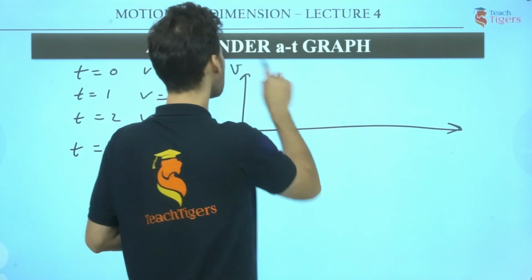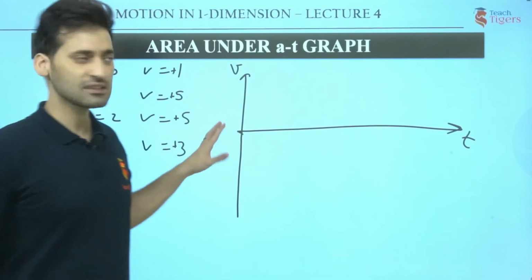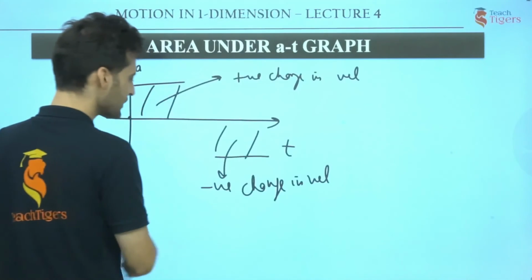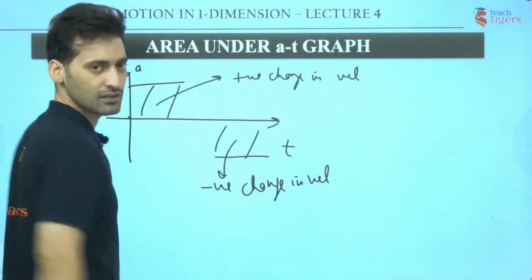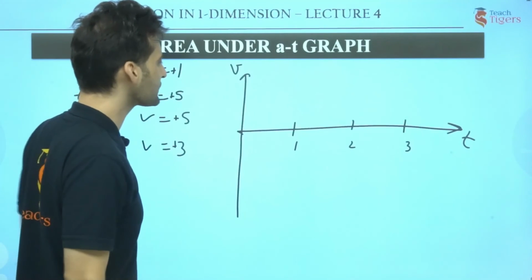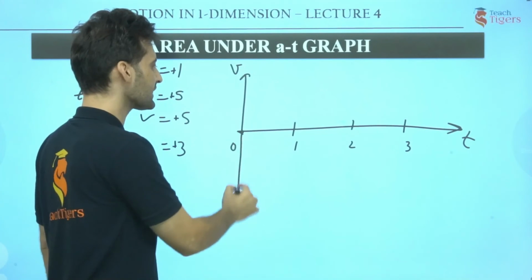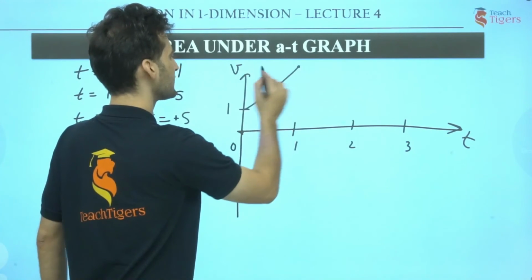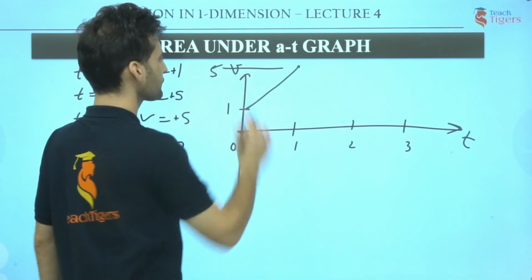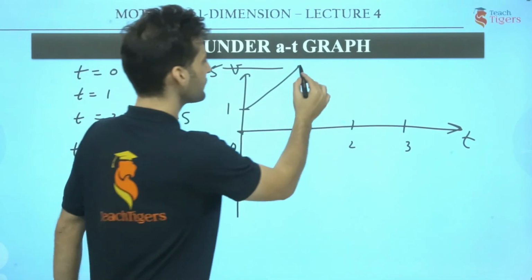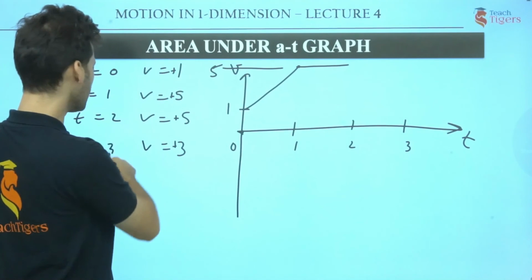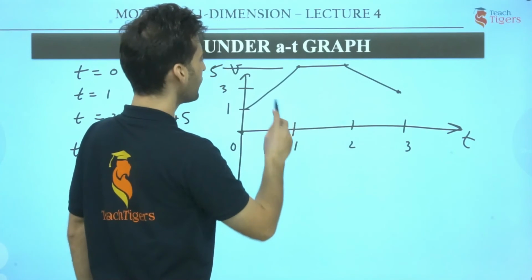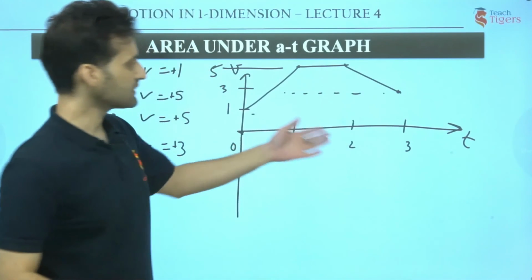If you have attended the graphs class, you will understand how to draw it. See, 1 second, 2 second, 3 second. You know when the acceleration curve is like this, how does the velocity time curve look? See, at t equal to 0 second, velocity was 1. And at 1 second it becomes how much? +5. So it goes like this. Let's say this is 5. Then from 1 to 2 second it remains 5 only. It will go like this. And from 2 to 3 it became how much? 3. So let's say this is 3 here. So this is how it will look.